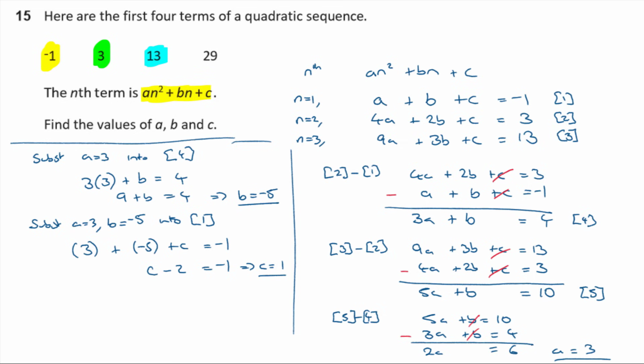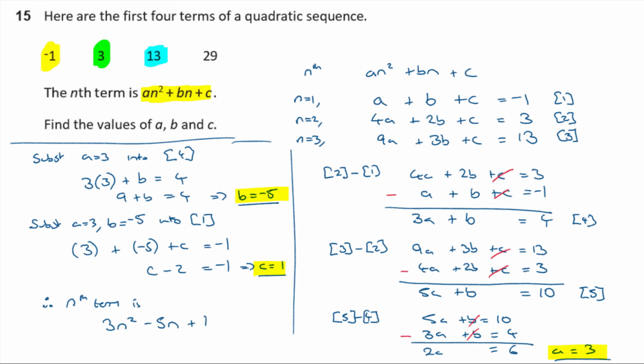Okay, so now I know my value of a, it was 3. Now I know my value of b, which is minus 5, and I know my value of c, which is 1. And I know the nth term is of the form an squared plus bn plus c. So now it's just a matter of plugging those 3 numbers into that expression to find the nth term. So therefore, the nth term is a, 3n squared, plus b, minus 5n, plus c, plus 1. So that's my nth term, 3n squared minus 5n plus 1.